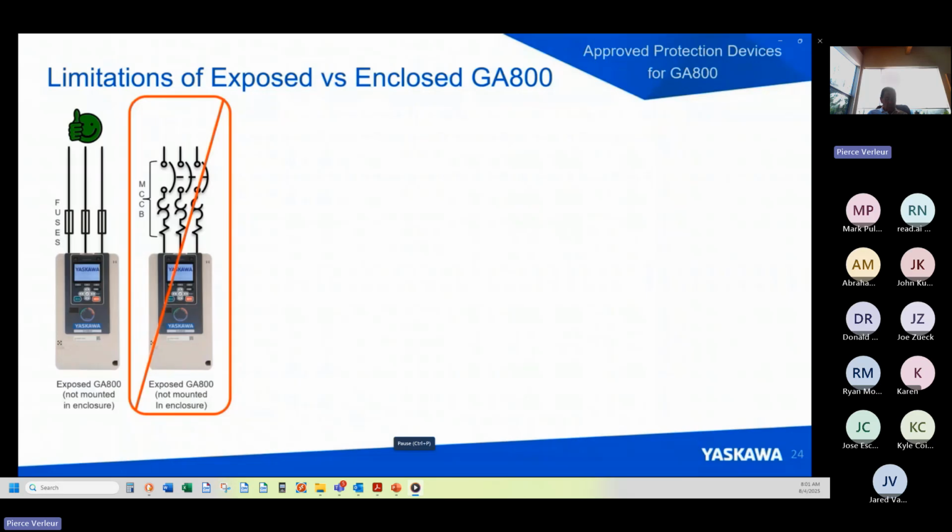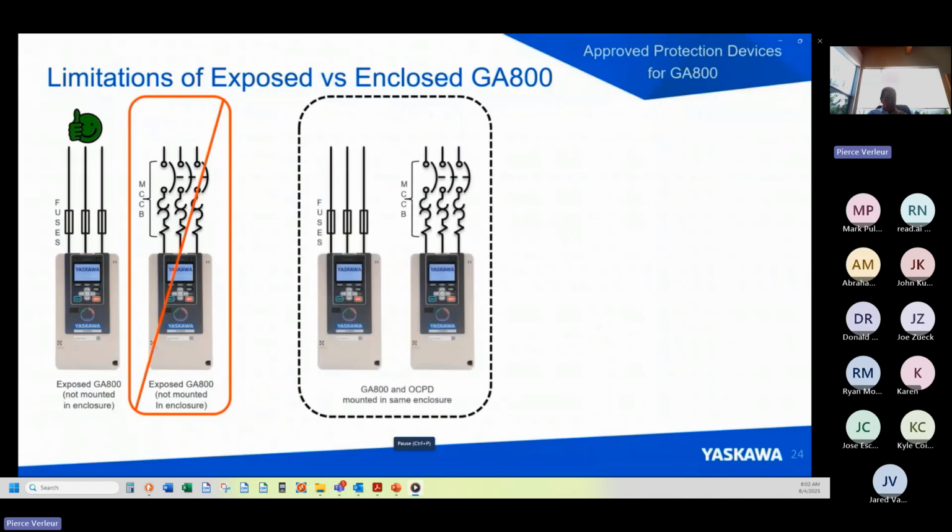We actually were allowed to allow that to protect a number of drives in the past, such as the A1000. Now, is the fundamental design of the A1000 much different than the GA800? It is not any different. It's just that the rules for releasing a product are different now than what they were when we released the A1000 10 years ago, even though both of these products are listed under and released under UL 508C.